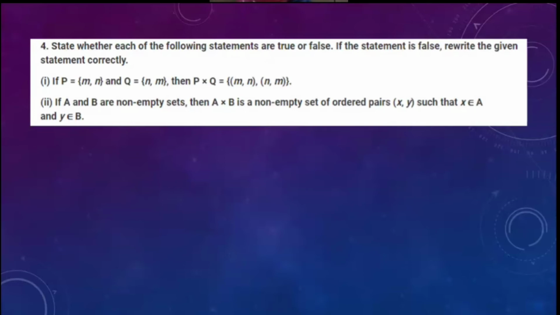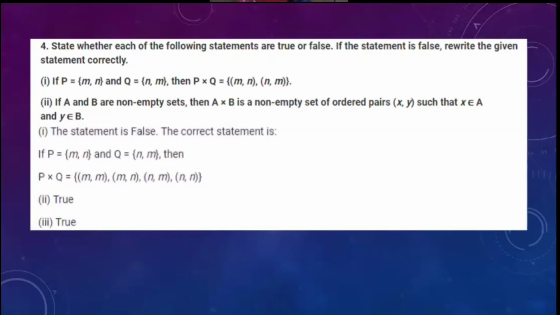But see here, if A and B are two non-empty sets, then A into B is a non-empty set of ordered pairs (x, y) such that x belongs to A and y belongs to B. The first statement, you know, is false. The correct statement: here two elements, there two elements, that means you are going to get four ordered pairs.